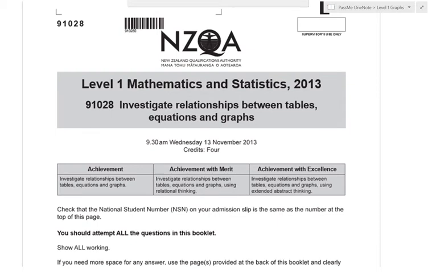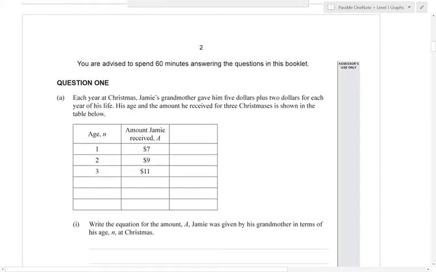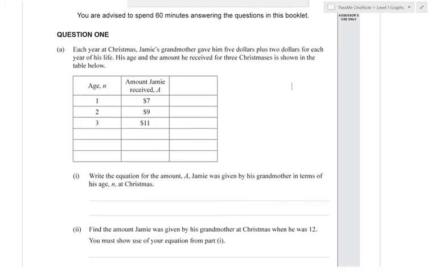Hi there everyone. We're going to look at the Level 1 Mathematics 2013 graphs paper, and we'll just jump straight into it. If you want to read this question, pause it and read it. I also suggest that you print this out first so that you can follow what you would do and compare that with what I'd do here.